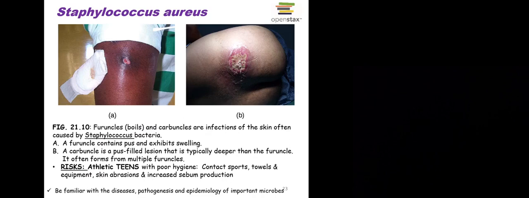Anyone walk through a high school locker room or weight room? How's it smell in there? Gross, yeah, bad, yeah. Okay, so Staphylococcus aureus, it's on somebody's skin.